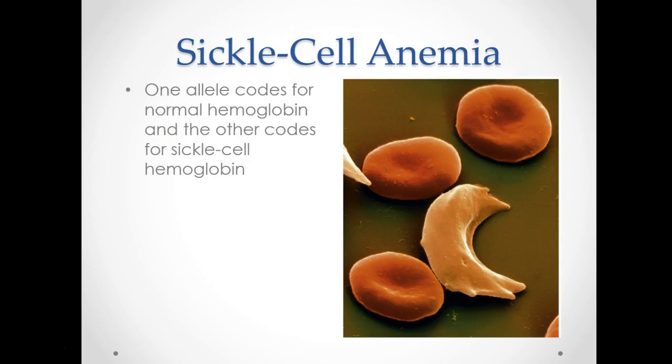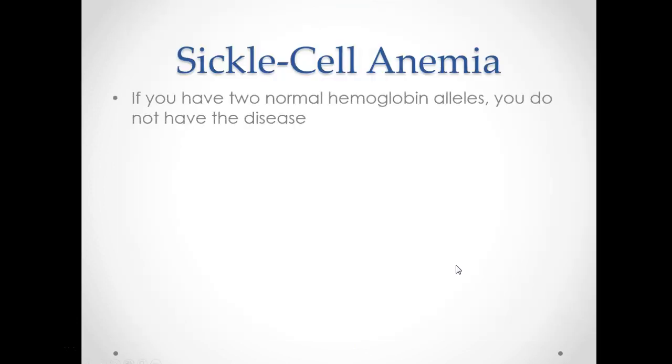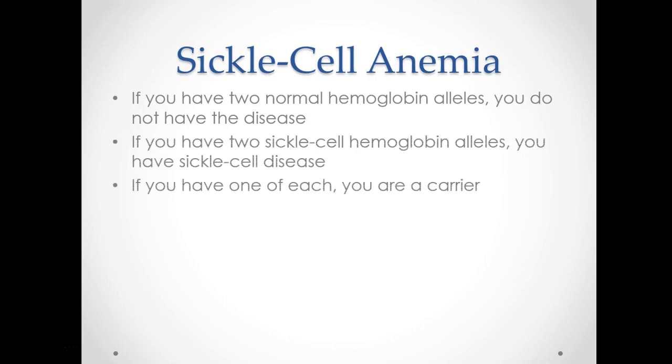Another disease that we can talk about, a recessive condition here, is called sickle cell anemia. Sickle cell anemia is caused by hemoglobin that does not take on this nice round shape, which is perfect for carrying oxygen through the blood. Instead, in individuals with sickle cell anemia, they have this sickle shape to their red blood cells, and they are very poor oxygen carriers. So what's interesting about sickle cell anemia is if you have 2 normal hemoglobin alleles, you do not have the disease.